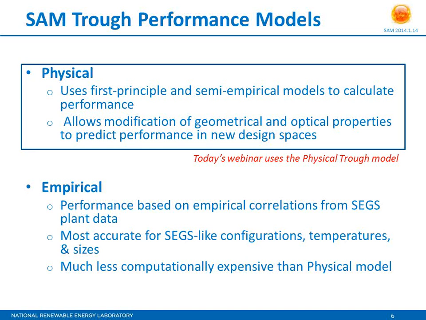The empirical model has been around for a longer period of time, and that's based on empirical correlations from the SEGS generating facilities in California, actual plant data from those. So if you're looking for an accurate model of a SEGS-like plant, that's probably the one to use. It's much less computationally expensive than the physical model, but it's really limited to the type or configuration, operating conditions that the SEGS plants are set up for. So we've got those two different models, and today we're focusing on the physical trough model.